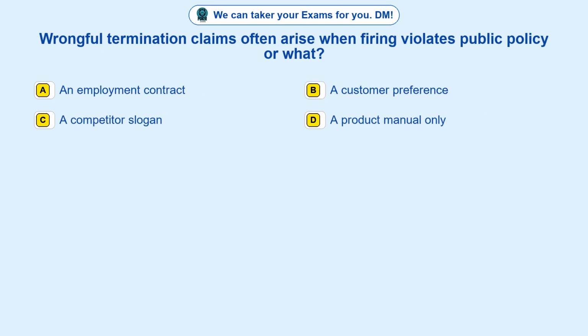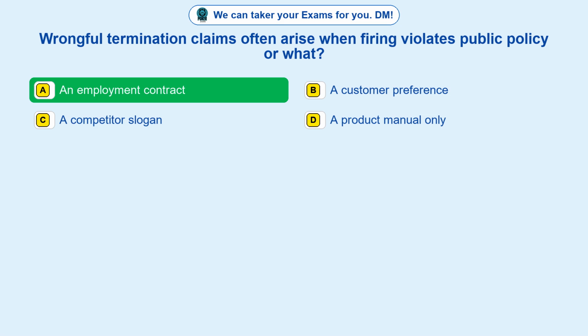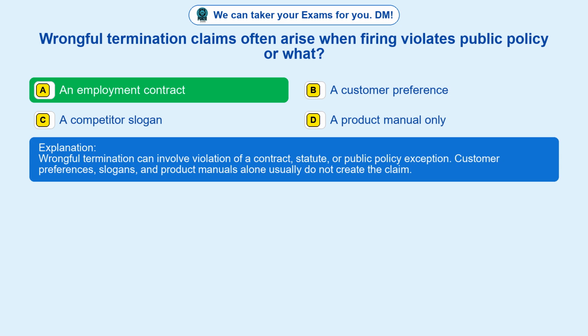Question 69. Wrongful termination claims often arise when firing violates public policy or what? Option A, an employment contract. Option B, a customer preference. Option C, a competitor slogan. Option D, a product manual only. The correct answer is option A, an employment contract. Wrongful termination can involve violation of a contract, statute, or public policy exception. Customer preferences, slogans, and product manuals alone usually do not create the claim.